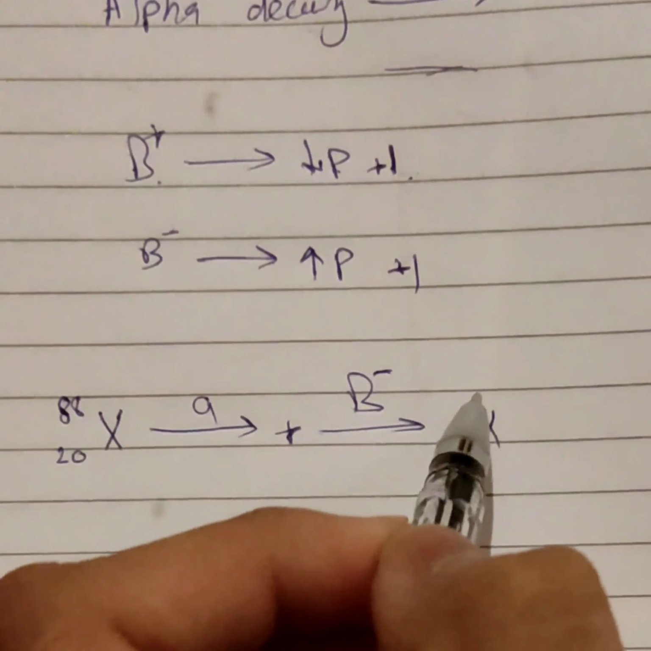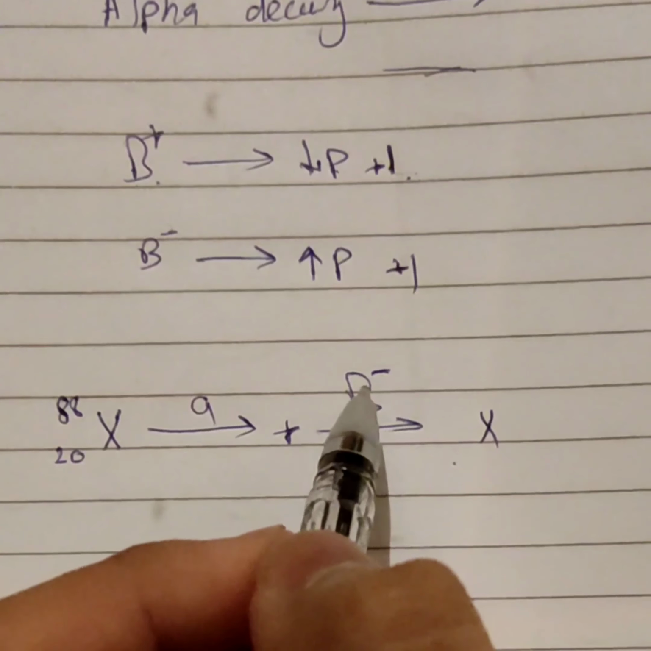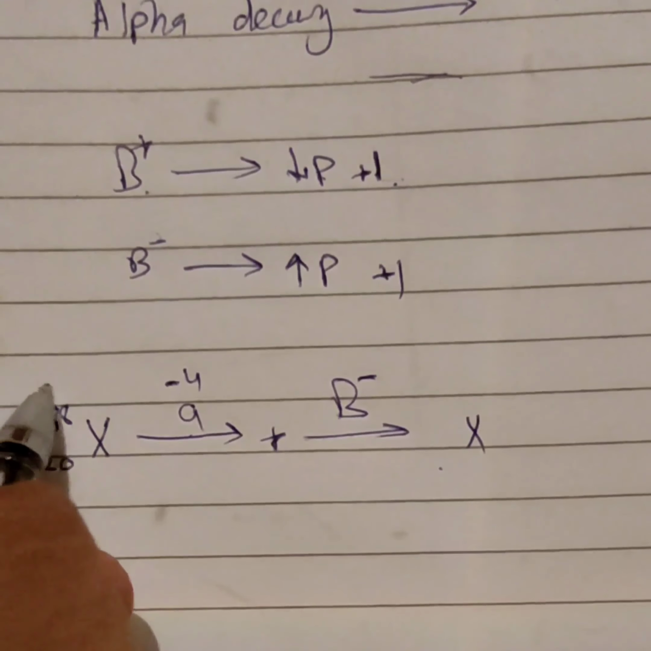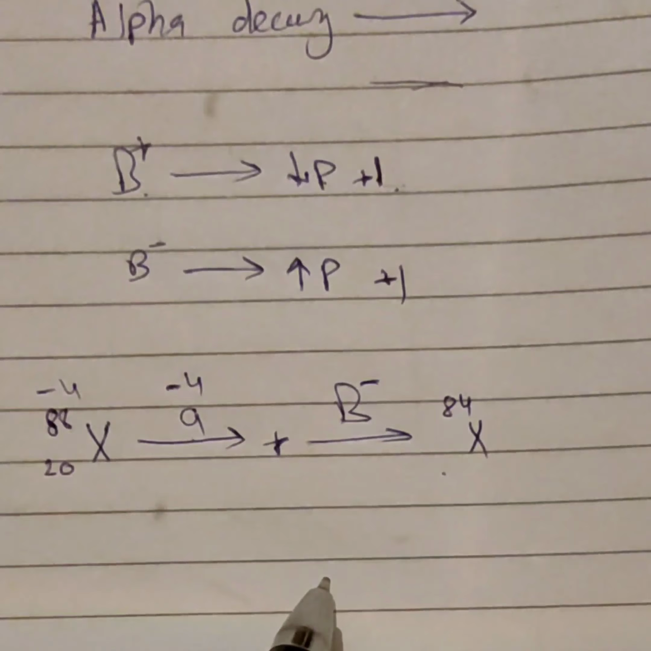So here, in beta negative, the mass would not change. In alpha, the mass decreases by 4. So this would decrease by 4, so it will become 84.